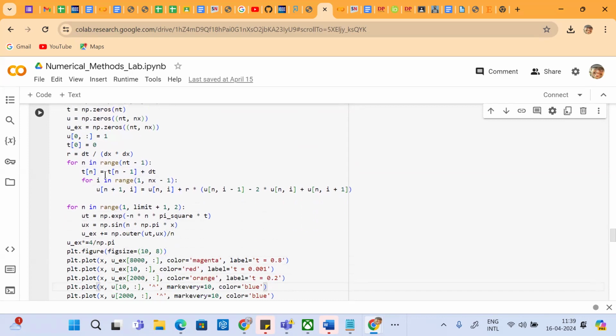I will tell you this for loop in a while, but let us look at the below for loop first, then we'll come again to the top. Here, we are defining the exact solution, for n in range of this. I told you, since your heat equation is variable separable, we can write u(x,t) as some u1(t) times u2(x). These have their own expressions. So this is what I have written here.